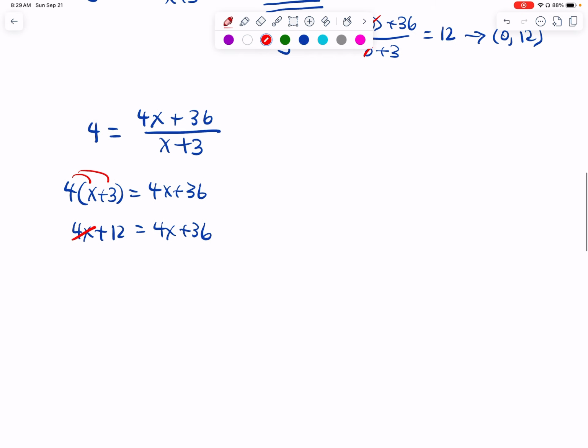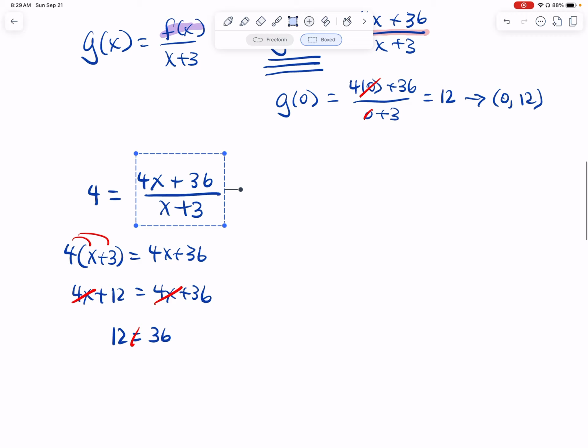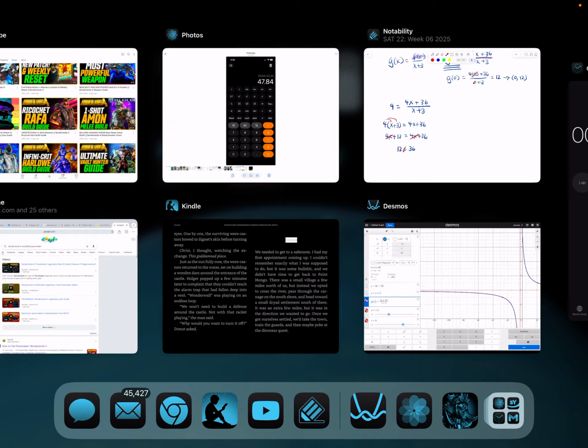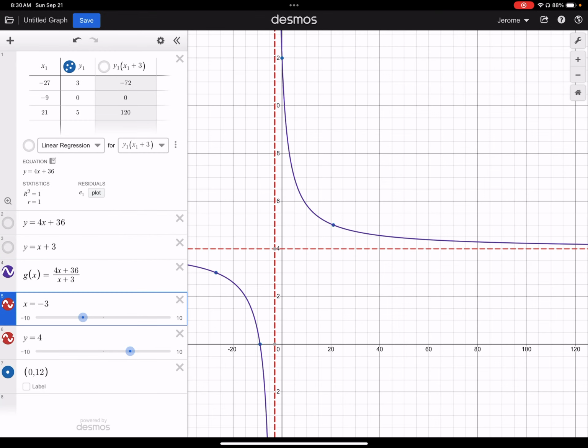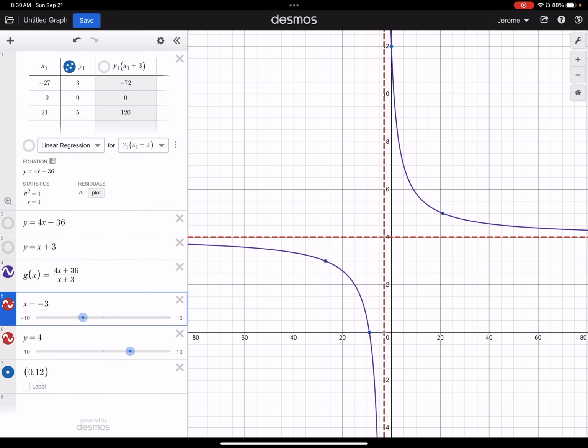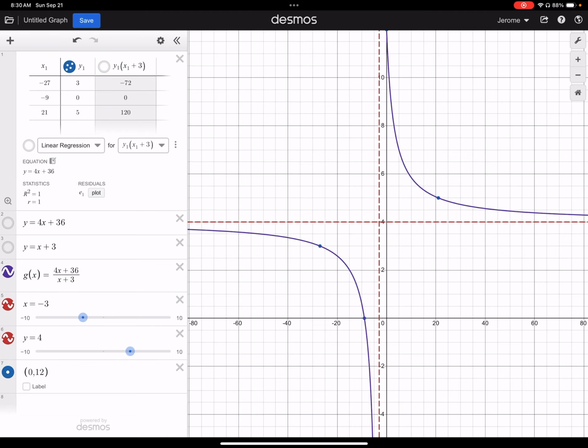I could subtract 4x from both sides, and I'm left with the nonsense that 12 is equal to 36. This implies that the only way that our function can equal 4 is if 12 is equal to 36, which is not. So it's never, ever going to cross that line. There are some rational functions that you will see next year in Algebra 2, which it will. Okay, so that's probably a deep enough dive into these rational functions and the asymptotes and things that happen when you divide two functions together.